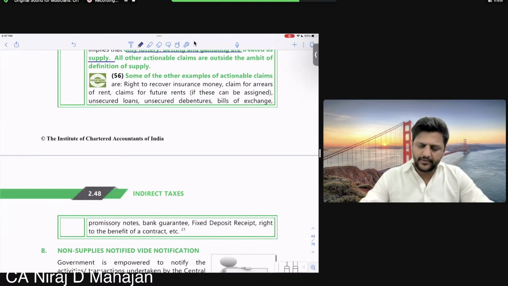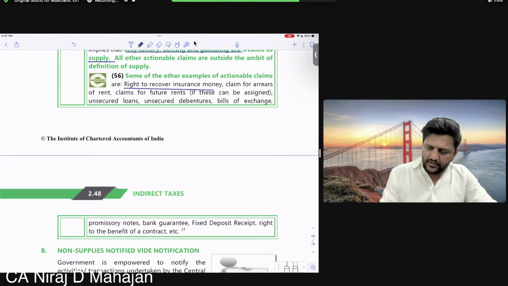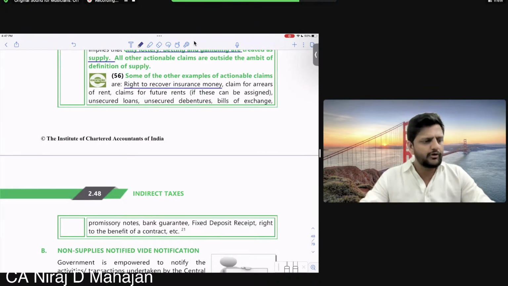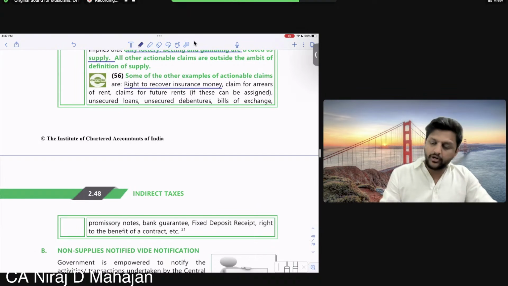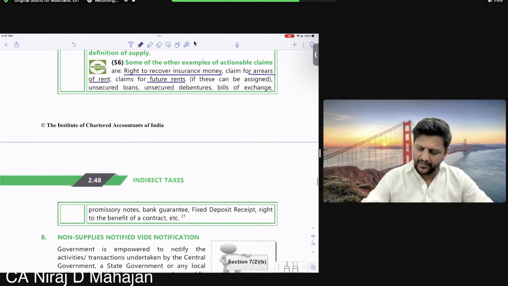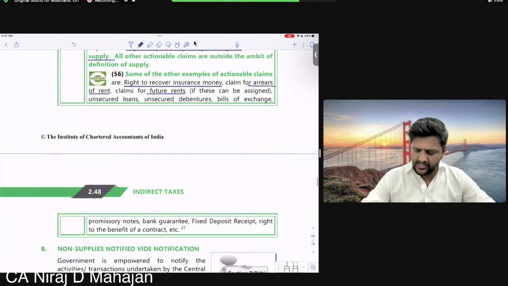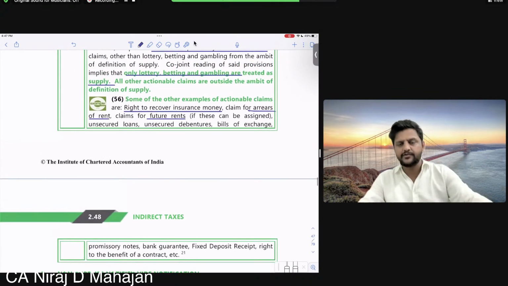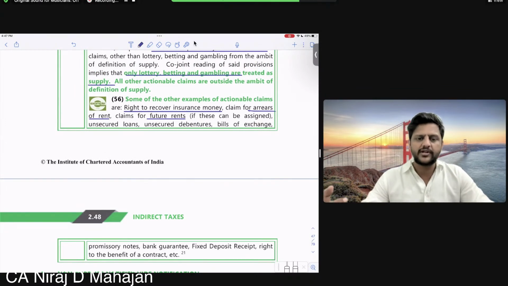Some of the other examples of actionable claims: right to recover insurance money, means a claim from the insurance company; claim for arrears of rent, claim for future rents if these are assigned to you; unsecured loans, you have a right to recover them; unsecured debentures, BOE, promissory note, bank guarantee, fixed deposit receipt. Again, you have a right against that. Right to the benefit of the contract. On these, bachcho, GST is not applicable if you transfer these rights. If you supply or transfer these rights to somebody else, GST is not applicable.